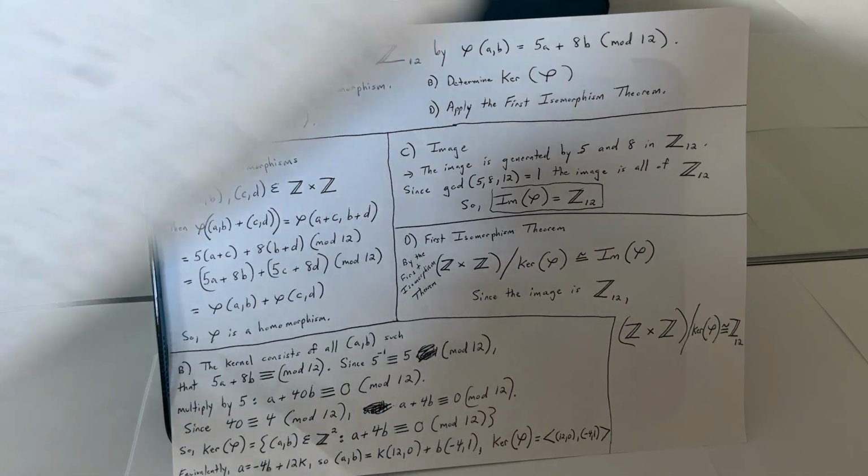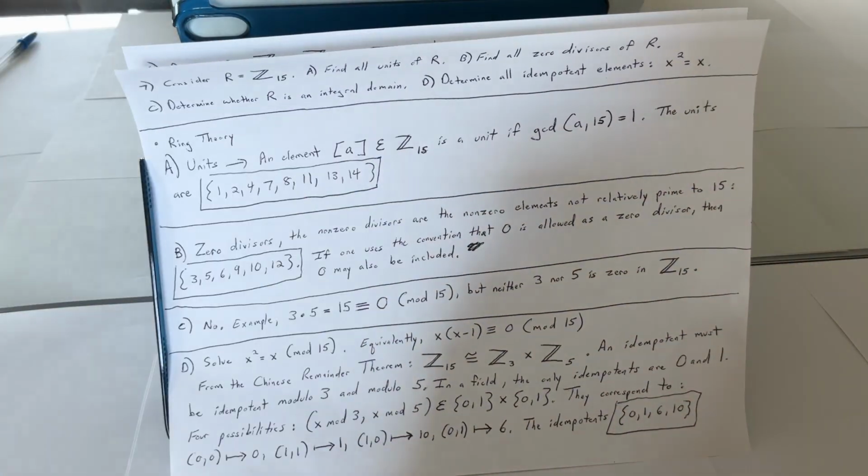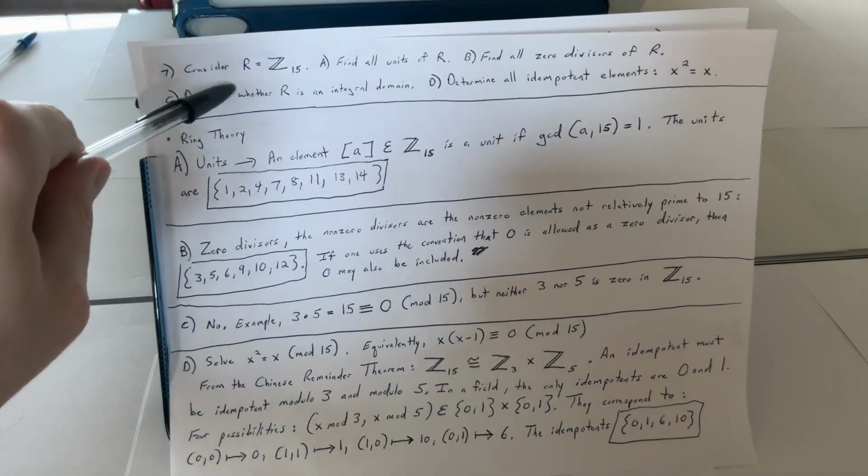Moving along to number 7. So R equals Z15. Part A, find all units of R.